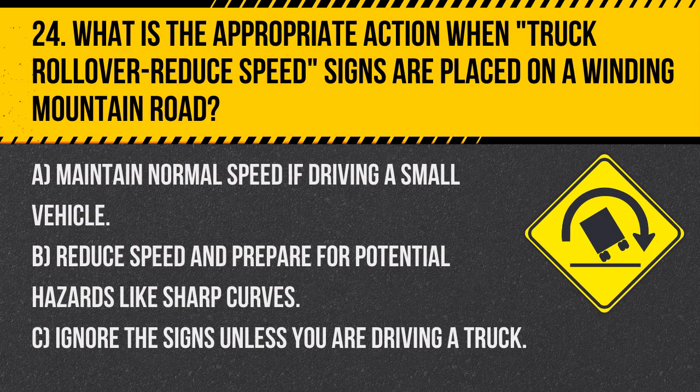Question 24. What is the appropriate action when truck rollover reduced speed signs are placed on a winding mountain road? A. Maintain normal speed if driving a small vehicle. B. Reduce speed and prepare for potential hazards like sharp curves. C. Ignore the signs unless you are driving a truck.